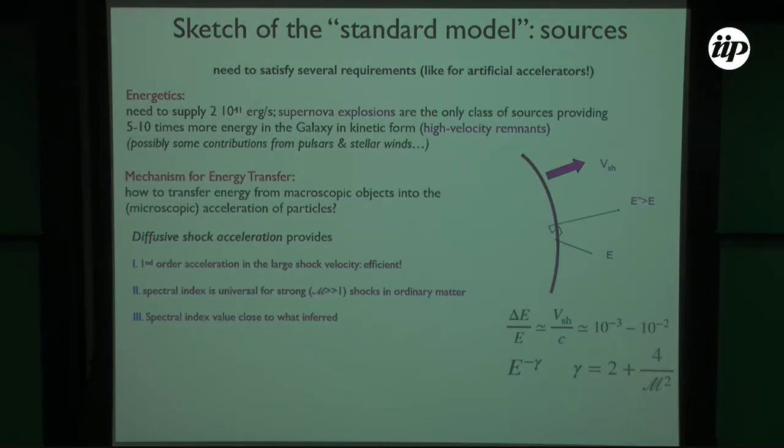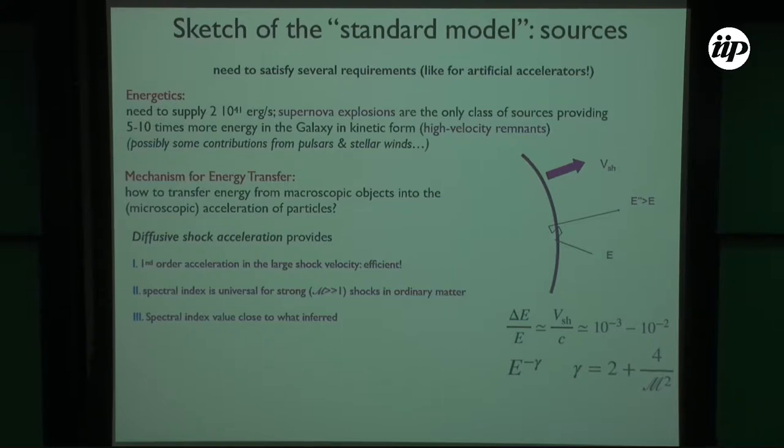Another criterion is the mechanism for energy transfer. Okay, the most efficient way, which is widespread in these objects, is the so-called diffusive acceleration. You have a shock propagating outwards in this interstellar medium, and this is an ideal situation because particles can gain energy by scattering from upstream to downstream of the shock and back cyclically. Why is this the mechanism preferred by most theorists? First of all, because this acceleration efficiency, the energy that you gain in each cycle, is first order in the shock velocity. Shock velocity is not completely negligible. You know, it's a percentage almost of the speed of light.